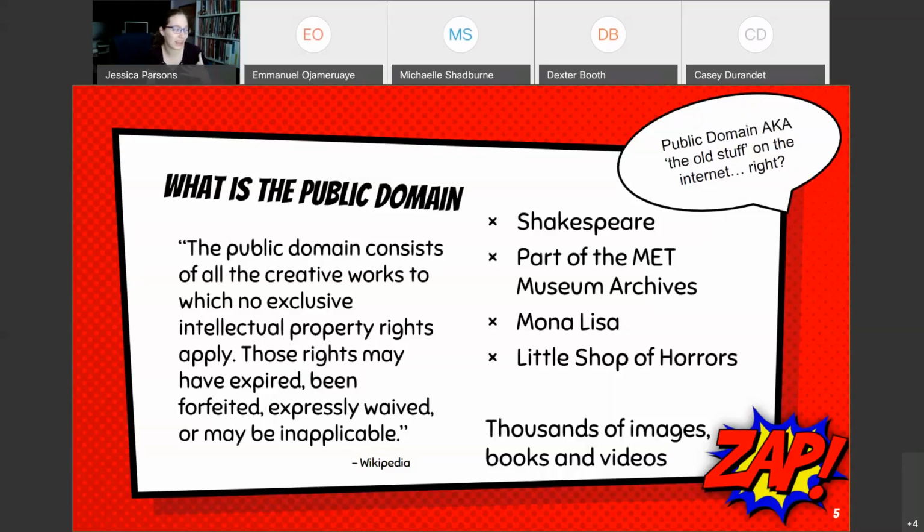So the public domain, to quote Wikipedia, the public domain consists of all the creative works to which no exclusive intellectual property rights apply. These rights may have expired, been forfeited, expressly waived, or may be inapplicable. For example, did you know that the movie, the cult classic Little Shop of Horrors, is technically in the public domain? The creators of the movie did not choose to license the movie properly.